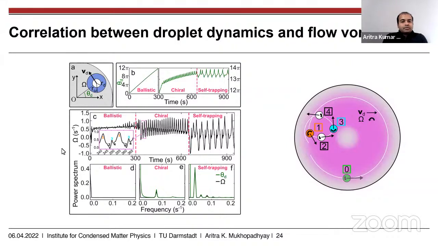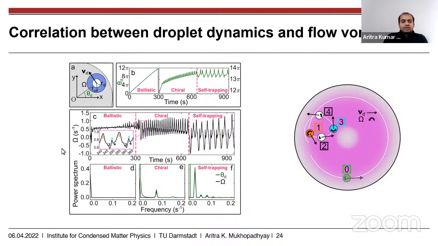So if you calculate the power spectrum of this angular displacement of the droplet and also the average vorticity, you see that in the chiral and the self-trapping regime, they correspond to the same frequency peaks, which shows that these two quantities are correlated and is a reason behind the chiral dynamics of the droplet.